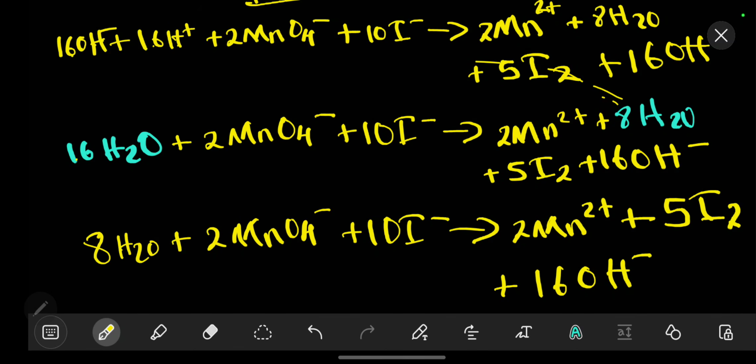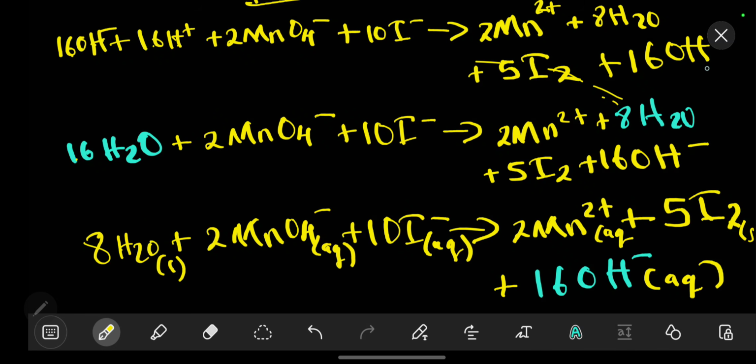So by doing this, because you have 16 hydroxide, and hydroxide is the characteristic of a base, it simply means the equation is balanced in basic media. So that is how you can go about it. You can just add the state symbols: liquid, AQ, AQ, AQ, iodine is a solid, then we have our AQ, like that.